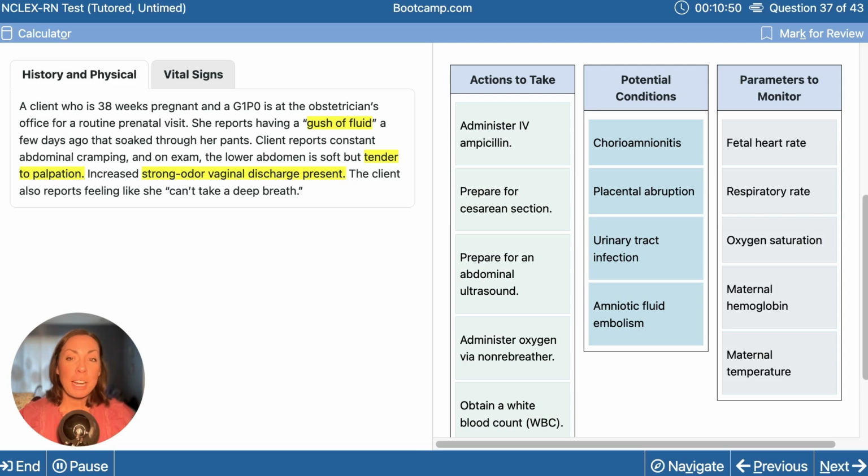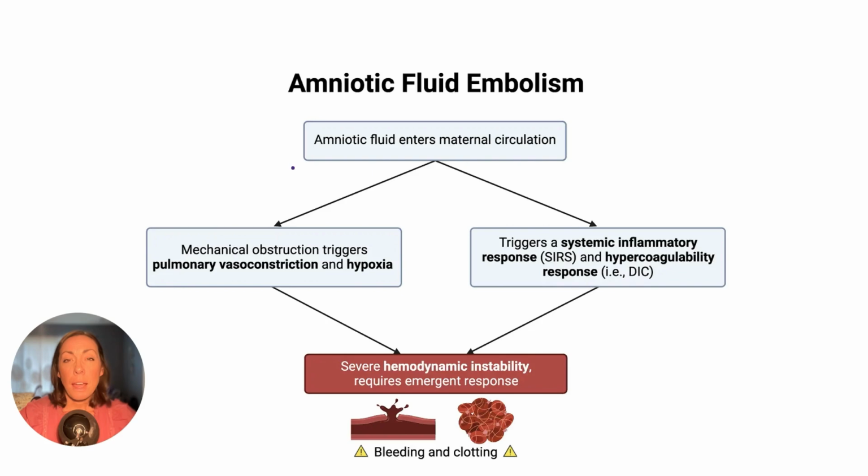Next, we have urinary tract infection. Now, a UTI can definitely cause some cramping and some abdominal discomfort. However, you would not have a strong vaginal odor present with a UTI, so I do not believe that that's a potential condition for this client. And our last potential condition is amniotic fluid embolism. Now, an AFE is extremely rare, and it occurs when amniotic fluid enters the maternal circulation.